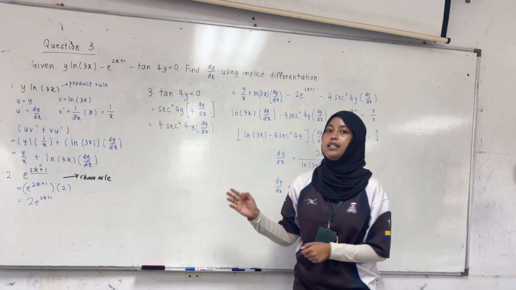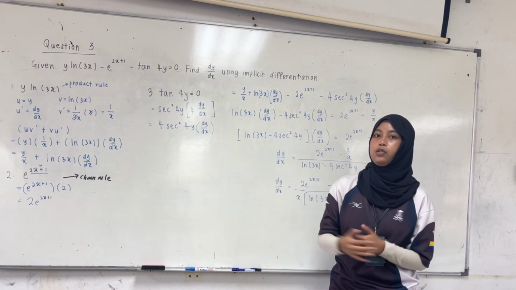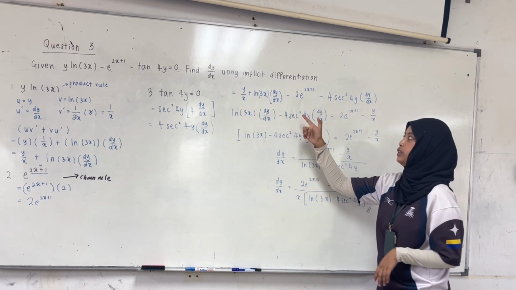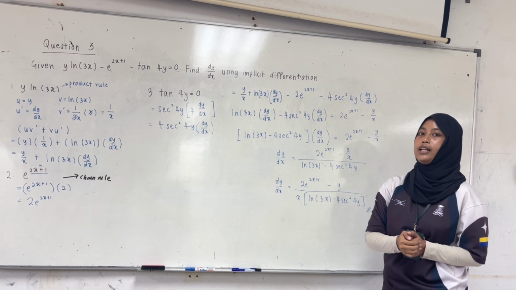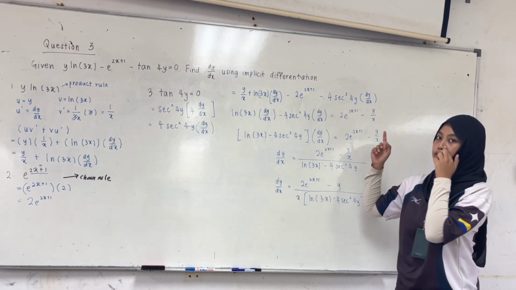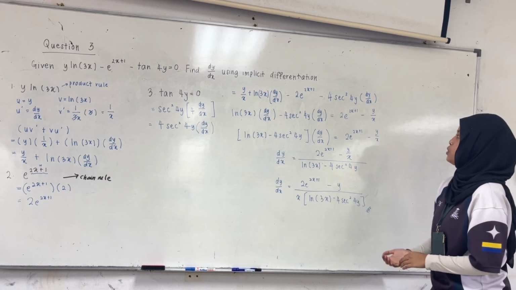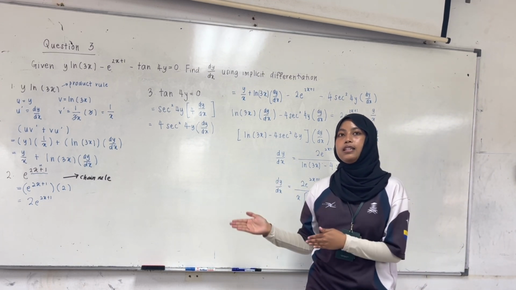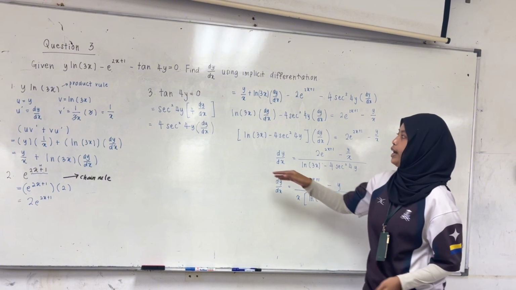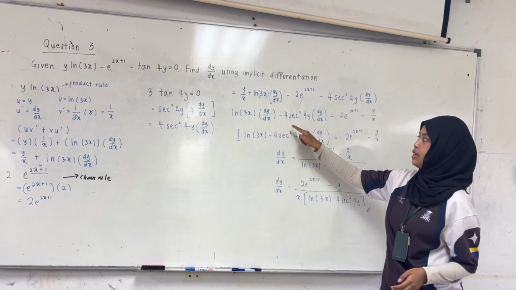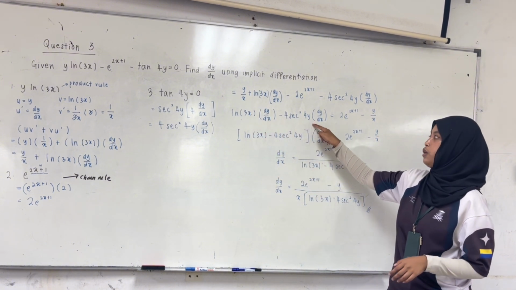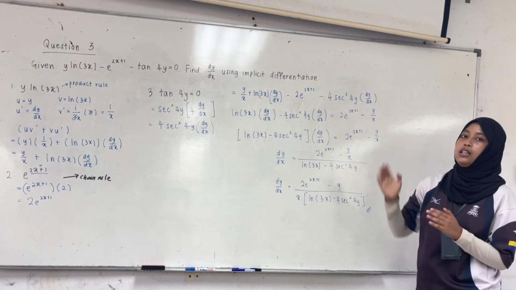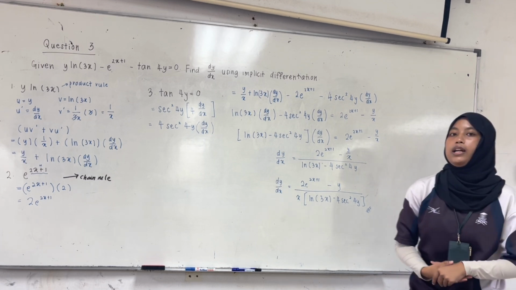So let's just substitute all our derivatives into our equation. So we can get y over x plus ln 3x dy over dx minus 2 e to the power of 2x plus 1 minus 4 sec squared 4y dy over dx. So we need to move the dy over dx terms to the left side. So we have ln 3x dy over dx minus 4 sec squared 4y dy over dx equal to 2 e to the power of 2x plus 1 minus y over x.